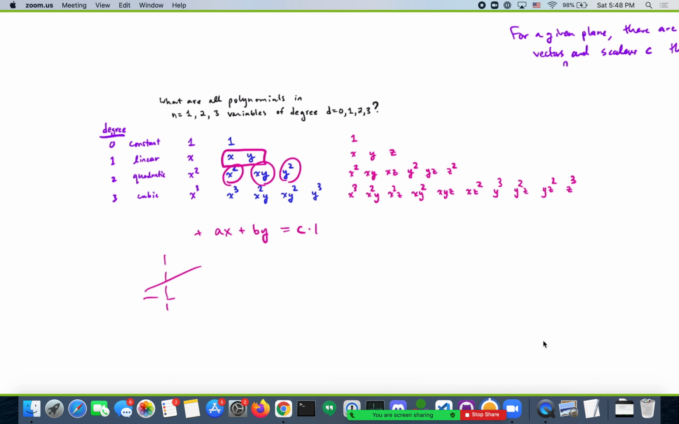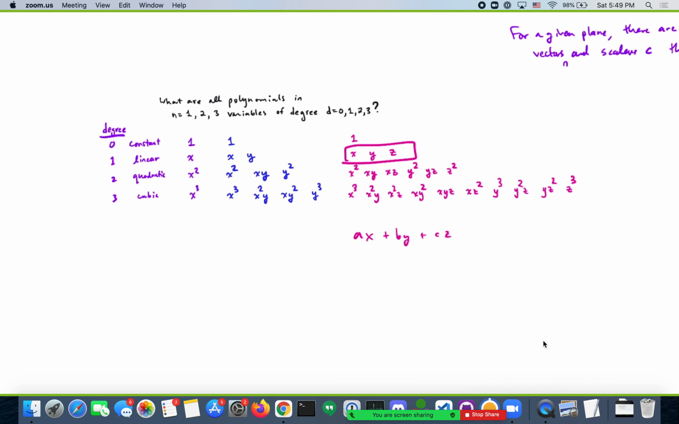Same thing. I just want to get rid of all these pink. Same thing in 3 variables. Here, this is all we have. So the only thing we can do is ax plus by plus cz, where our normal vector would be a, b, c. And then we can put a shift, so our constant term would be d times 1 to shift it off the origin. And that's it. That's all we can do with 3 dimensions.